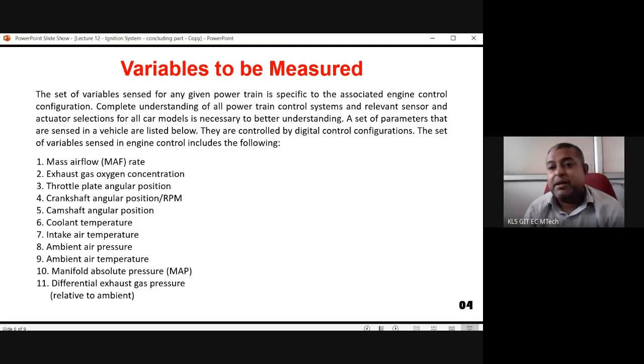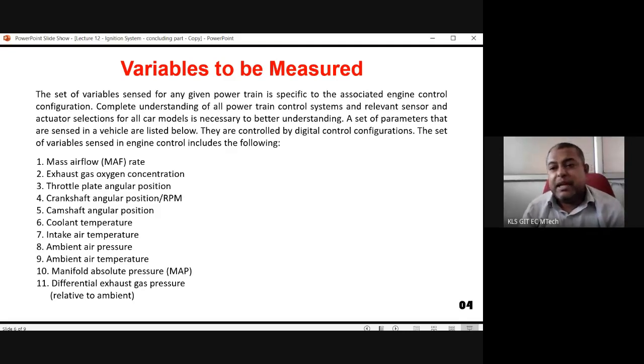So the main five parameters are given at the top: mass airflow MAF, exhaust gas oxygen concentration EGO, throttle plate angular position TPS, crankshaft angular position, with RPM as the unit, and camshaft angular position. So crankshaft and camshaft, both angular positions are found out, and coolant temperature. These are the very main five parameters which are explained in the previous block diagram, and we will have to study all these five sensors in detail.